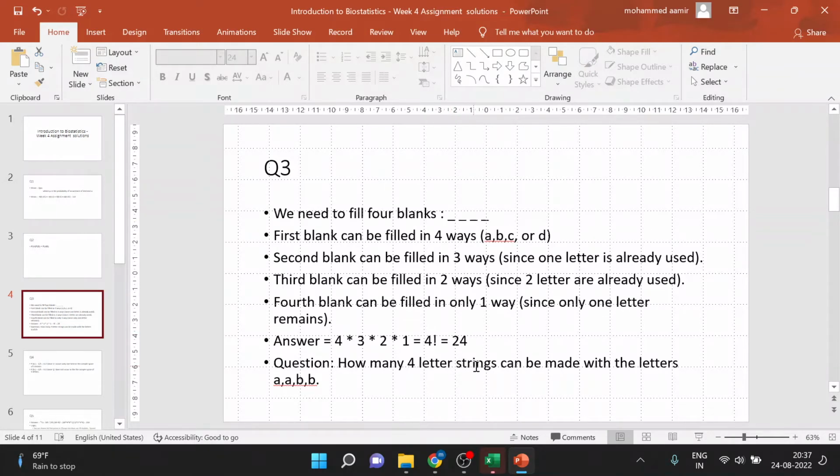How many 4 letter strings can be made with the letters AA and BB? We'll discuss this in the next class, and let's see how you attempt to solve this question. But the answer to this question is nothing but 4 factorial, that is 24.